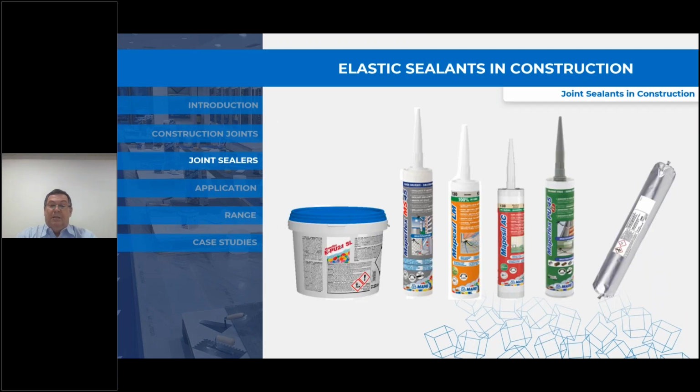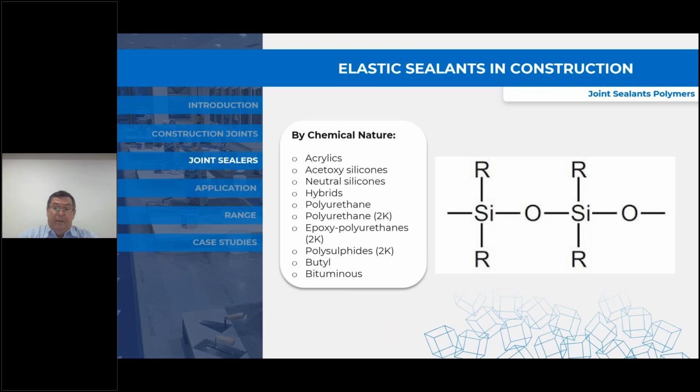There are a lot of different products that come under the heading of elastic sealants in construction, and also a significant amount of different chemical natures. They can be acrylics, acid cure silicons, neutral cure silicons, hybrid materials, single component polyurethanes, two component polyurethanes, epoxy polyurethanes, polysulfides, or they can be butyl based, or even bituminous. So there's a numerous amount of different chemicals that can be used as sealants.